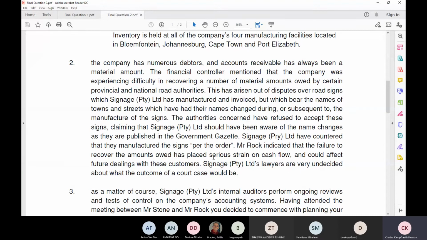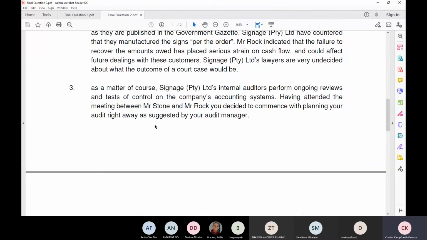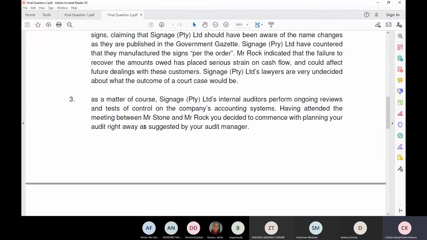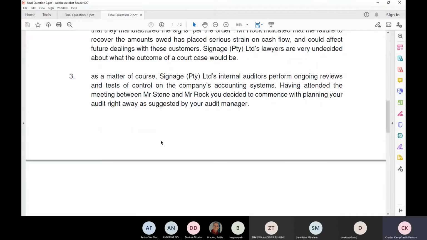Mr. Rock indicated that the failure to recover amounts owed has placed serious strain on cash flow and could affect future dealings with these customers. Signage Pty Limited's lawyers are very undecided about what the outcome of court cases would be. As a matter of course, Signage Pty Limited's internal auditors perform ongoing reviews and tests of controls on the company's accounting systems. Having attended the meeting between Mr. Stone and Mr. Rock, you decided to commence with planning your audit right away, as suggested by your audit manager.